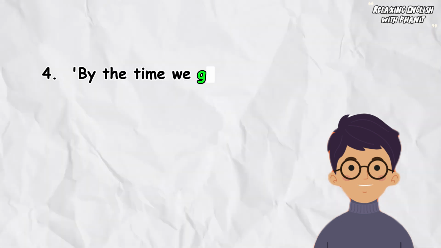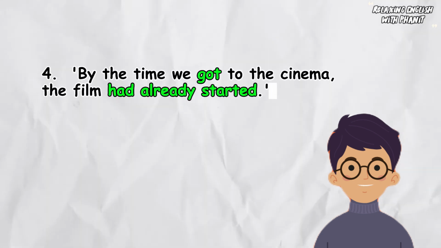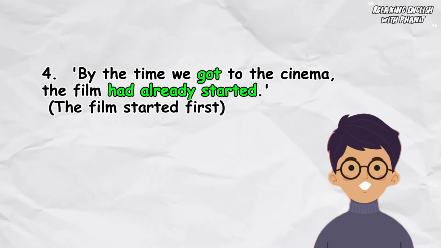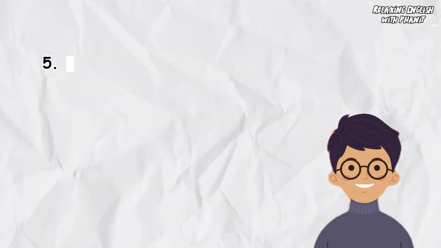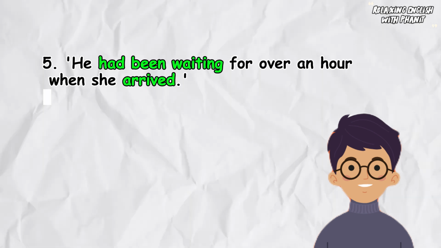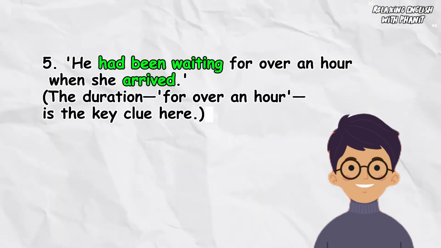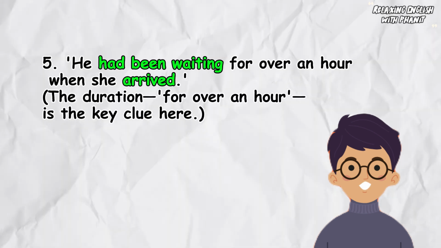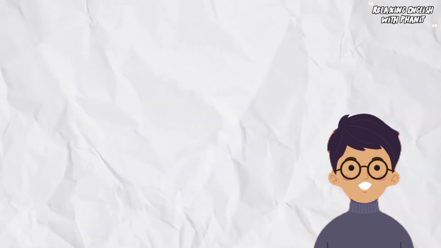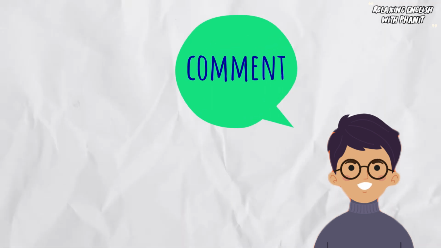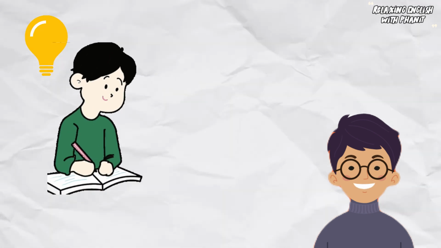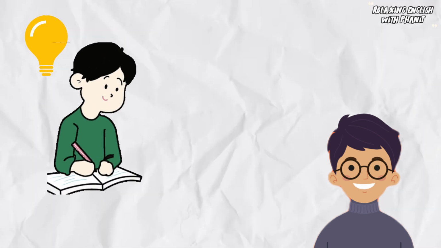Number 4. By the time we got to the cinema, the film had already started. Yes, the film started first. And number 5. He had been waiting for over an hour when she arrived. The duration, for over an hour, is the key clue here. How did you do? Let me know in the comments. And that's it. You've now mastered the framework of the 4 English past tenses.